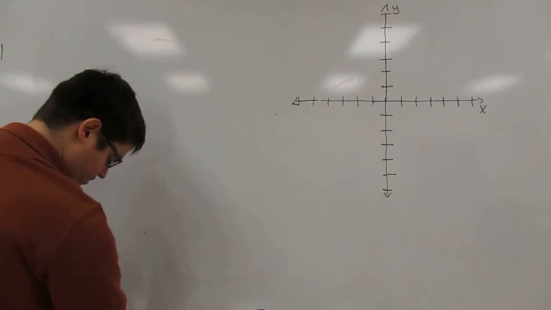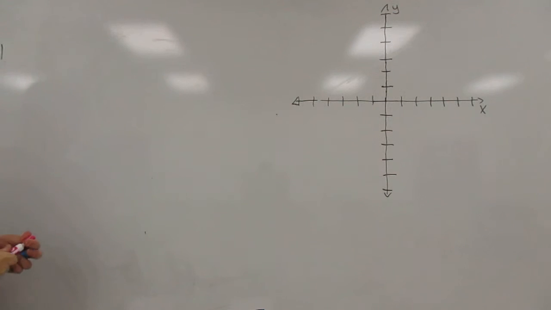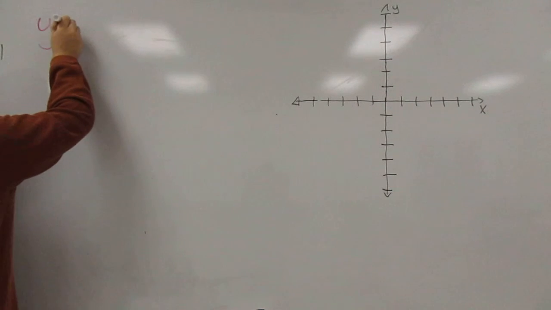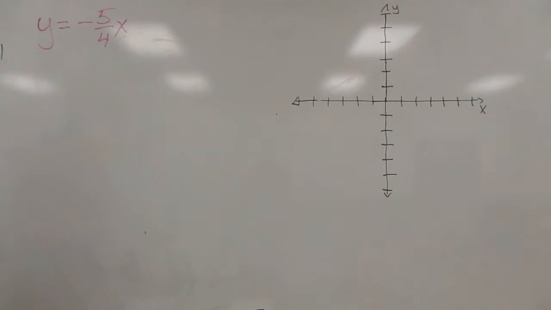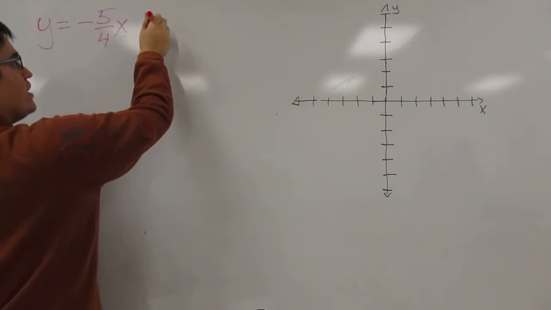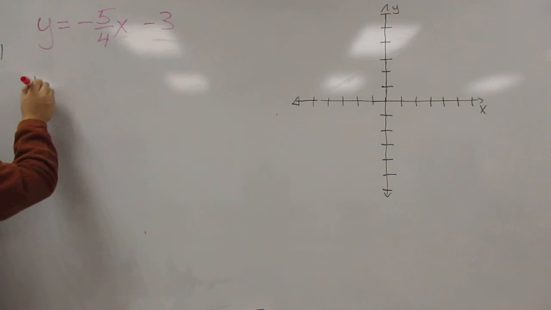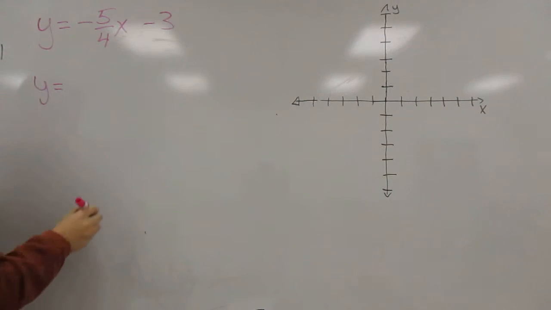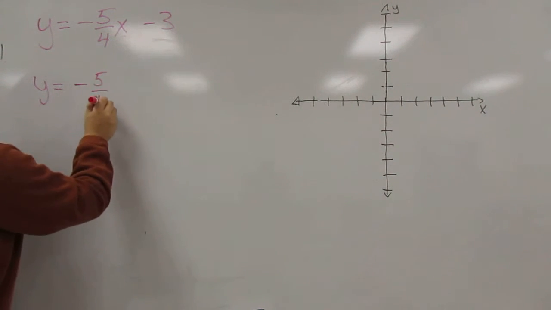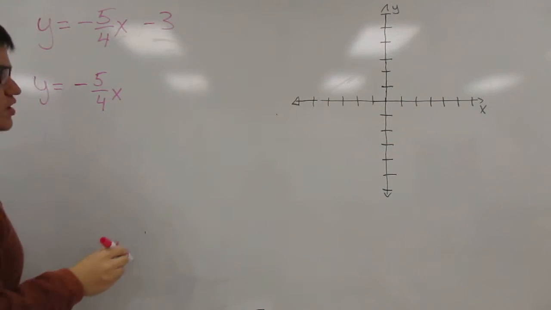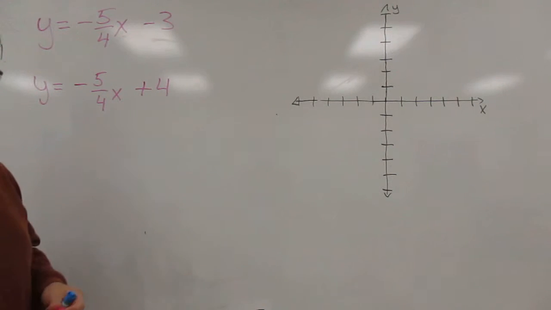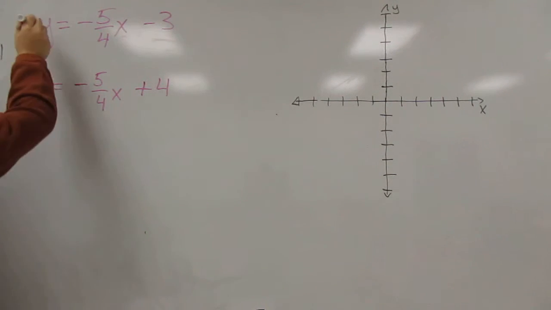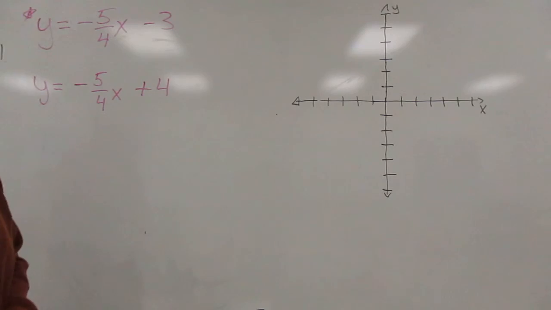Okay. My next example, we'll have y equals negative 5/4 x minus 3, and y equals negative 5/4 x plus 4. Okay. I guess I should have written that one in a different color. Who cares? Okay, first one I'm going to graph will be in pink.